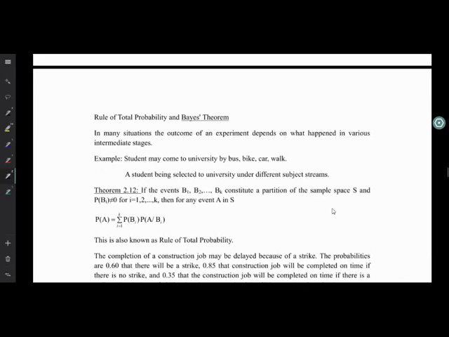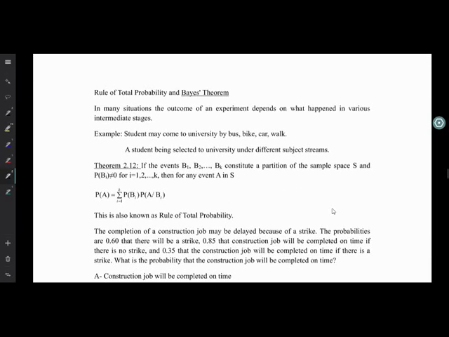Okay, now we move on to the next section, which is Bayes theorem. In many situations, the outcome of an experiment depends on what happens in various intermediate stages. Say, for example, you have the event of a student coming to the university. But in between, the student travels from home, or the place the person stays, to the university. Many things can happen. One is the mode of transportation. The student may come by bus, by bike, by car, or he may walk. So there are several intermediate stages for the event of the student coming to the university.